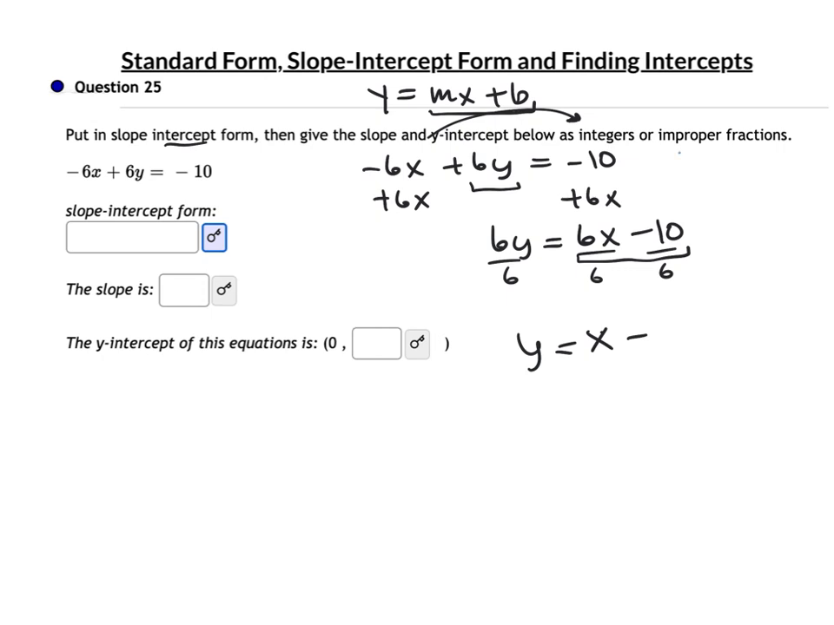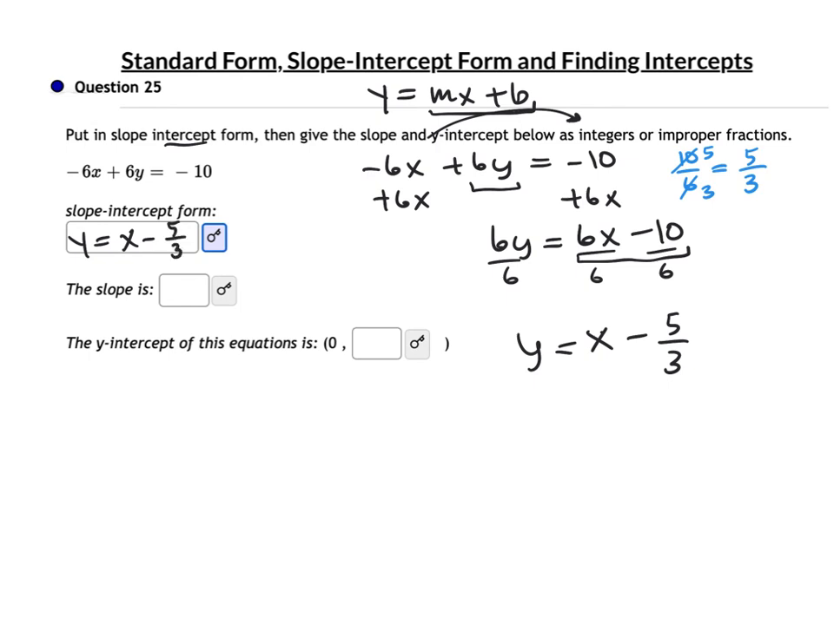Let's point out that 10 over 6, they're both even. If you divide them both by 2, that's how you reduce a fraction. You divide them both by the common factor. Divide by 2 and you get 5 over 3. So 10 over 6 is 5 over 3. That means this is y equals x minus 5/3.